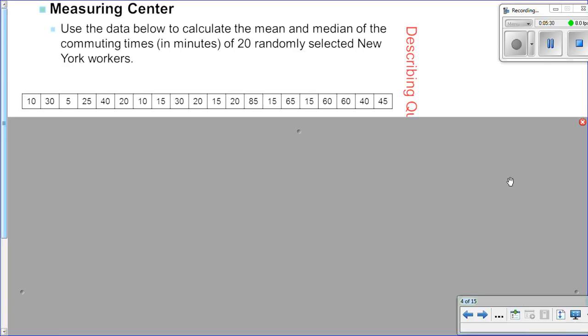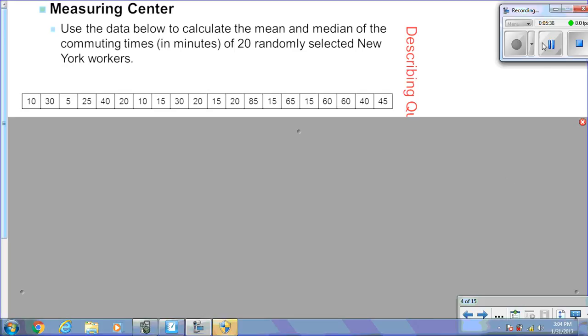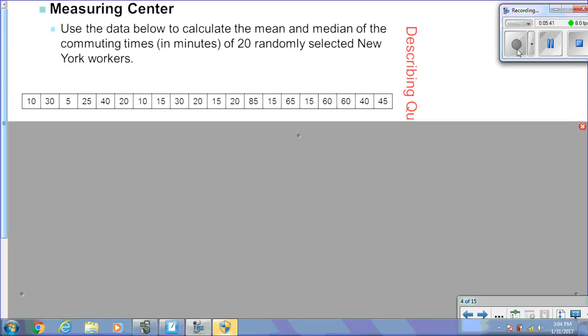So I want to go through an example on how to calculate mean and median. This is the commuting times of 20 randomly selected New York workers. This was the problem you just did for the check your understanding. So I just want to make sure that you know how to do your averages.